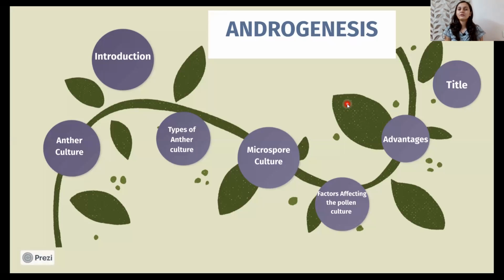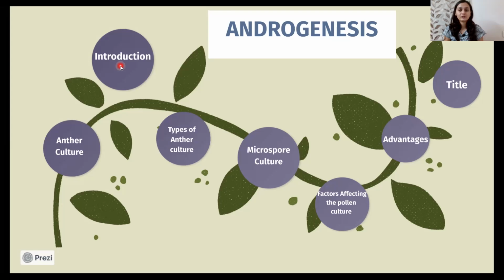Today, our topic of discussion would be on androgenesis. In the last lecture, we discussed gynogenesis. Both androgenesis and gynogenesis are types of haploid culture. And this lecture would be helpful for the students pursuing their BSc and MSc courses in botany or any life science subjects. So, what is androgenesis?